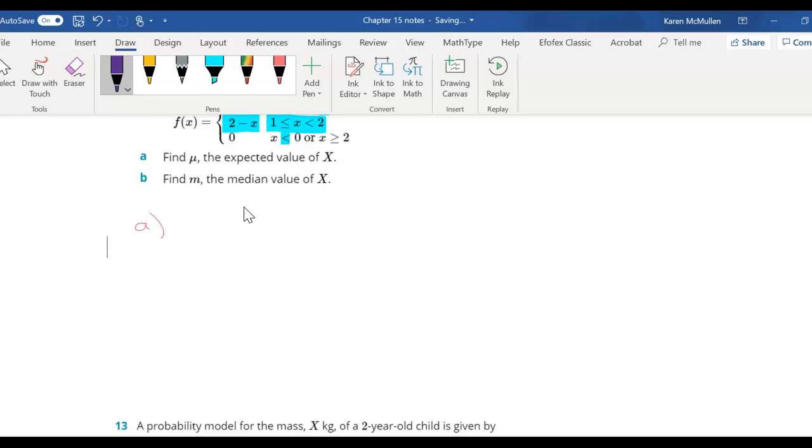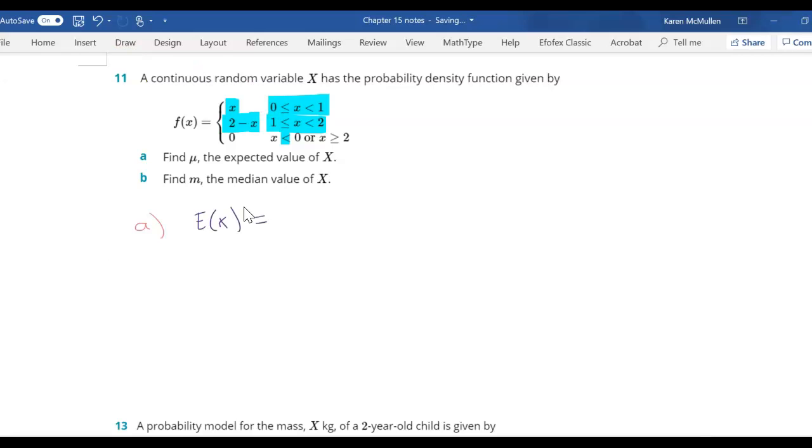Okay, so the expected value, so we're just doing E of x. Now we just do each function separately. So for the first one, we're going from 0 to 1. And it doesn't matter that we use 1 here. We're going to use 1 on the next definite integral as well. All right, so E of x is x times f of x. So f of x is also x, dx, plus, and now we're going from 1 to 2. And we've got x times that function, 2 minus x, dx.